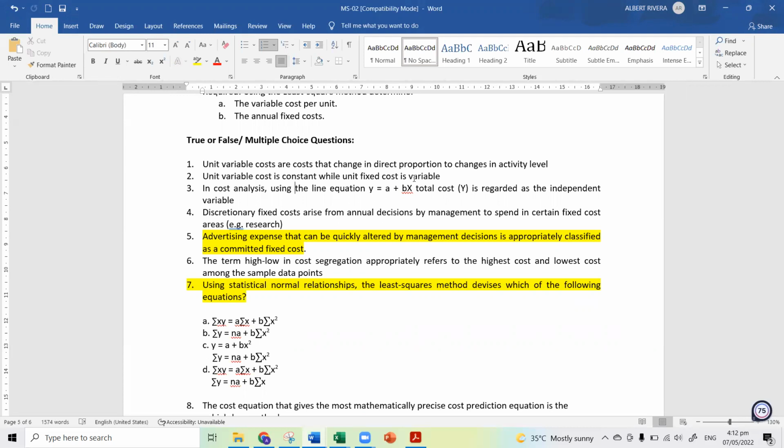Okay. So the answer is true. Okay? Kasi ito, the unit variable cost is constant. Yes. Di ba? Yung 2 pesos kanina, yung 1 peso sa ice cream, di ba? And the fixed cost per unit is variable. Di ba? Habang dumadami kayo, lumiliit ang upa ninyo. Okay? So the answer is true. In cost analysis, using the line function y is equal to a plus bx, your total cost is regarded as the independent variable. True or false?